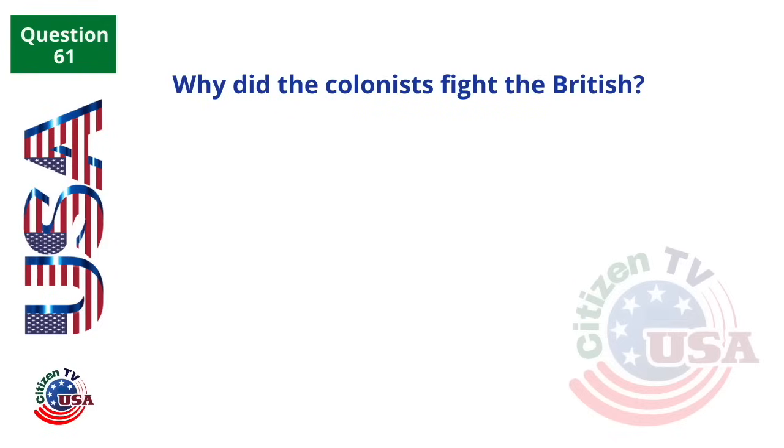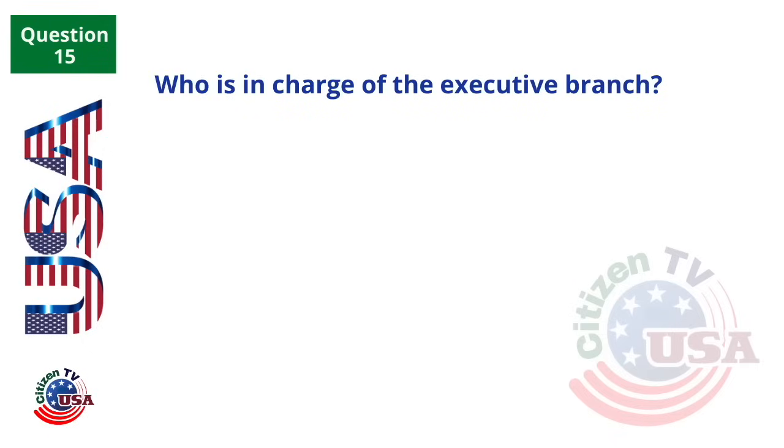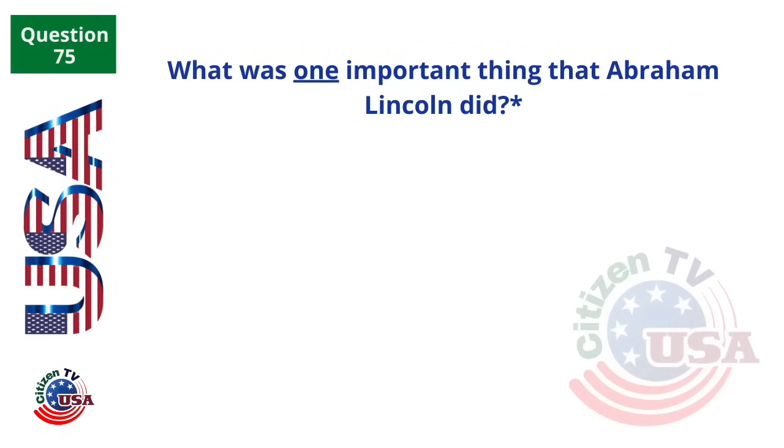Why did the colonists fight the British? Because of high taxes. What does the judicial branch do? Reviews laws. Who is in charge of the executive branch? The president. What was one important thing that Abraham Lincoln did? Freed the slaves.